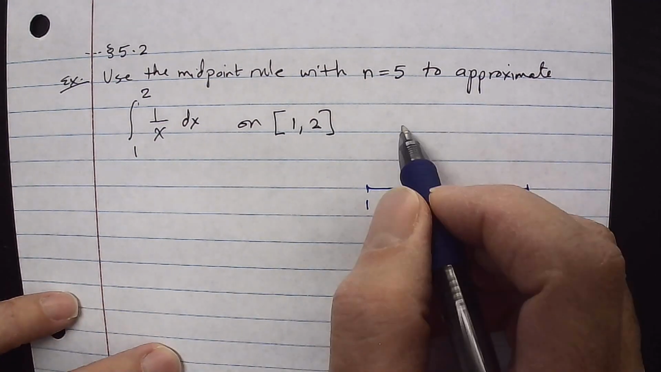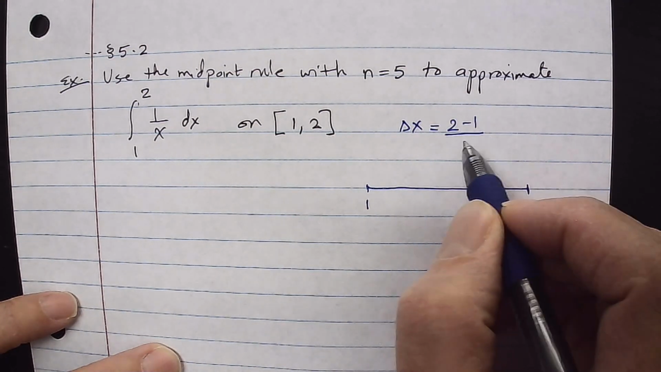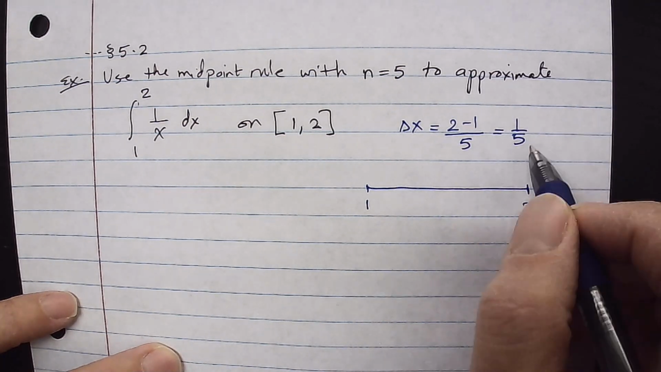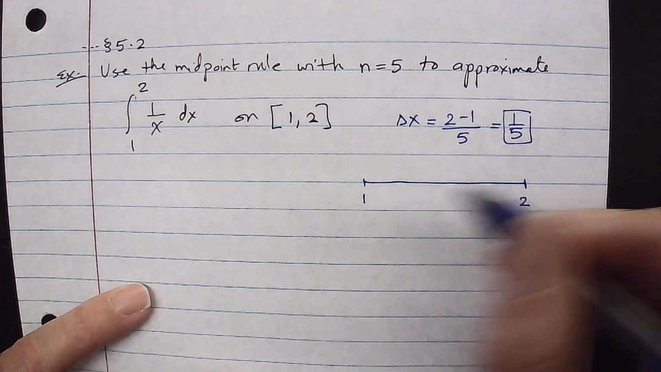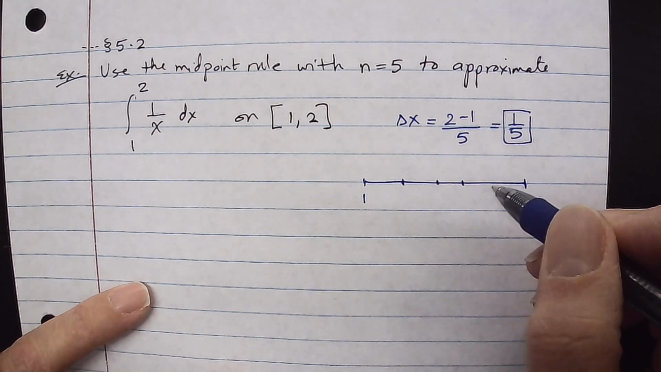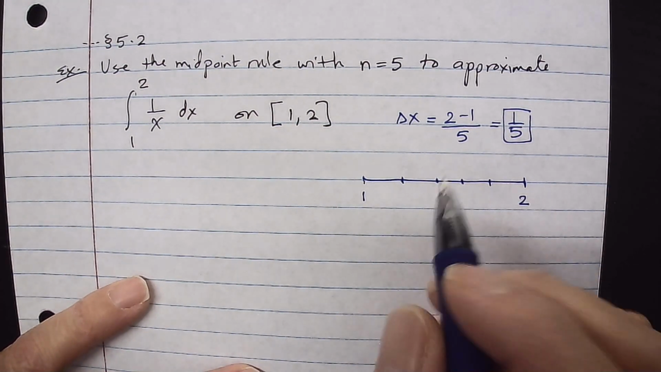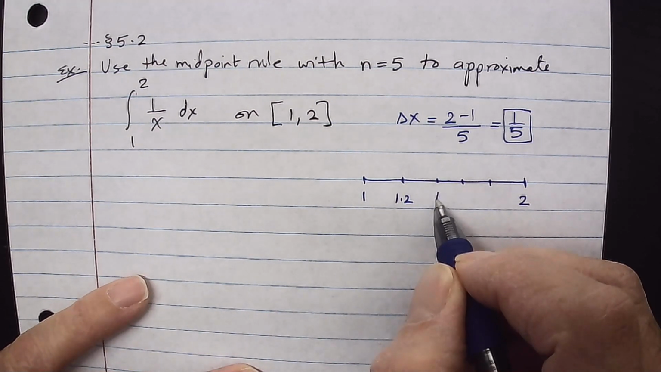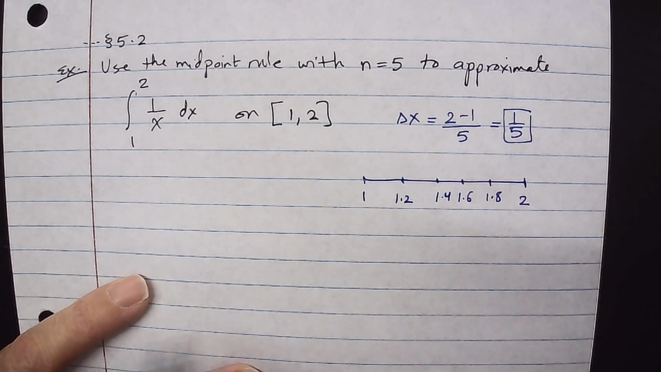First thing, we need to calculate delta x, which will be 2 minus 1 divided by 5, that is 1/5. So if delta x is 1/5, then I need to divide this into 5 pieces. And if these pieces are graded, this is 1.2, 1.4, 1.6, 1.8, and 2.